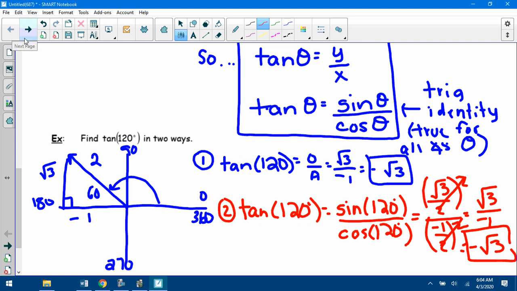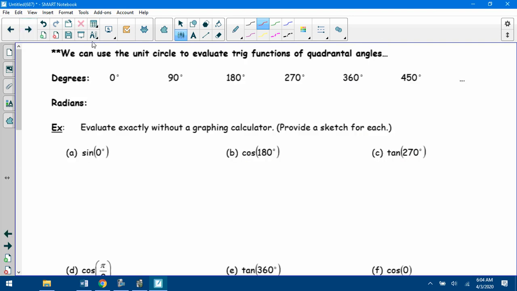Okay, over on the back of the note sheet, the other thing I wanted to talk about today is using the unit circle to evaluate trig functions of quadrantal angles. So first I want you to remember the quadrantals. They're those ones that you always label. 0, 90, 180, 270, 360. If I kept going, 450 would be the next one, etc.